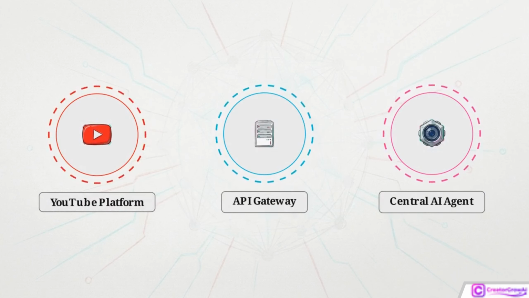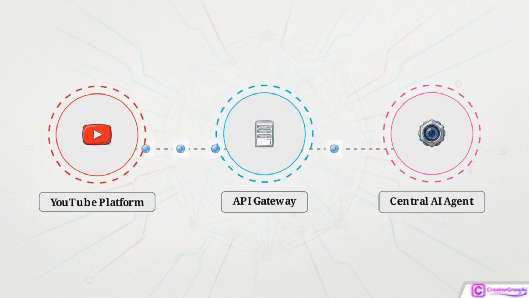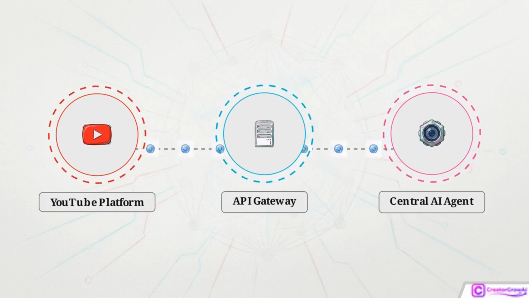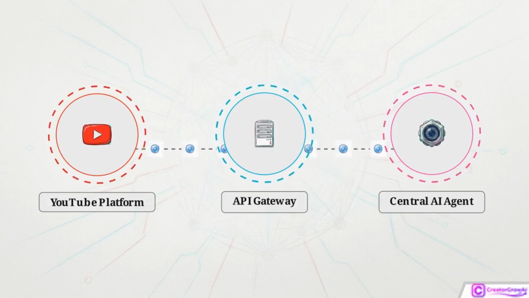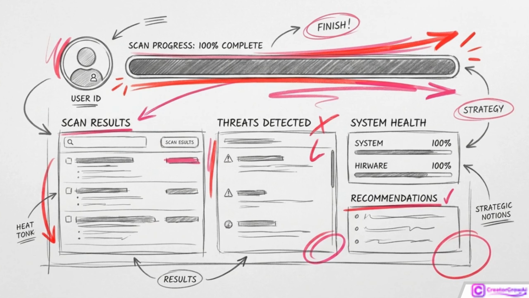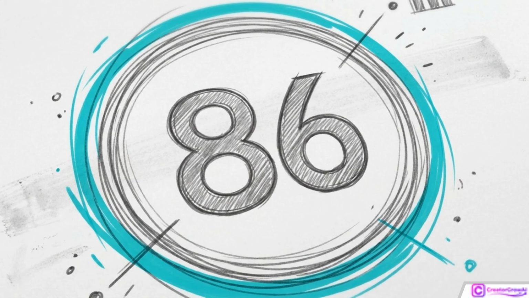Behind the scenes, the system is pulling live data directly from the YouTube API, feeding those top-performing videos into a central AI agent for analysis. Once the analysis is complete, you'll see a detailed channel breakdown. Direct your attention to the overall channel score. A high number here confirms you've chosen a strong benchmark to learn from.